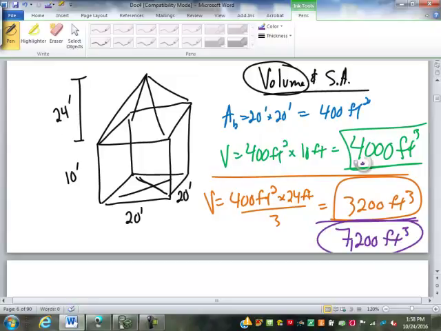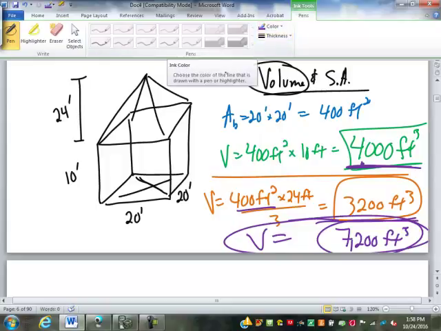Did you have the 4,000? Okay, not sure where you got the 4,533. I did 20 times 20 times 10 divided by 3. Oh, it's 20 times 20 times 10, because that's just a box. There's nothing to divide by there. So I'd give you the 4,000. The top is 20 by 20, there's the 400, times the 24 and divided by 3 because it's the pyramid. So that is our total volume, 7,200.